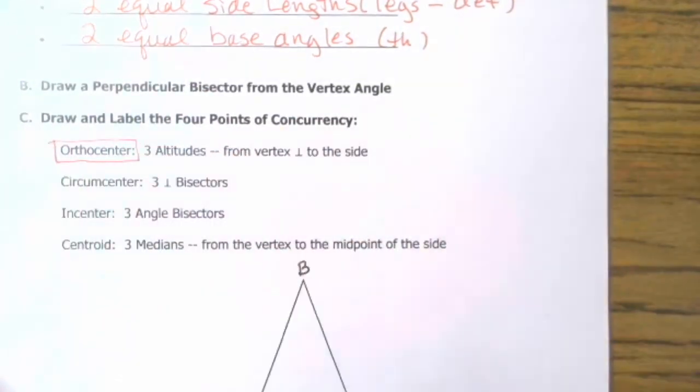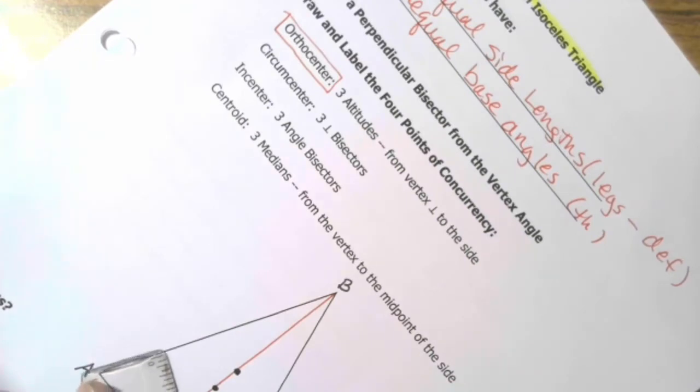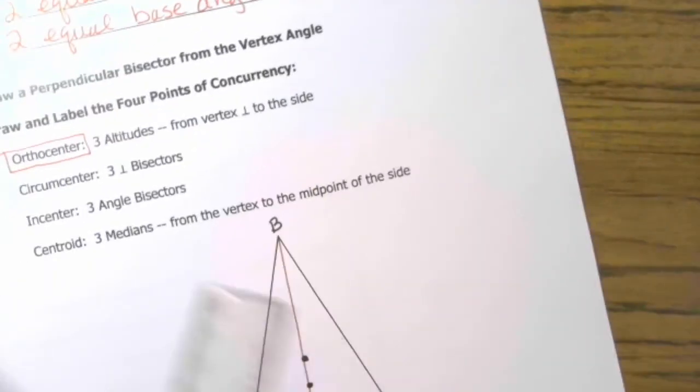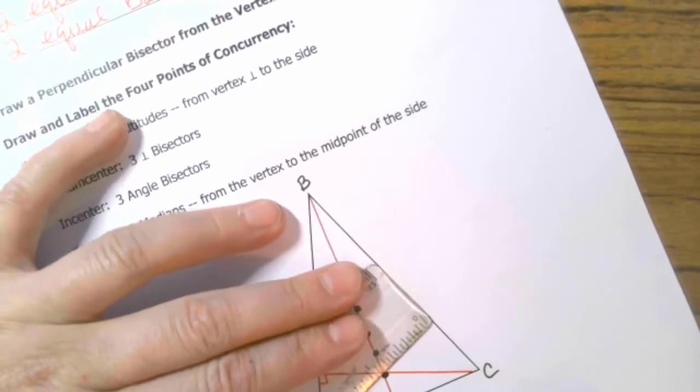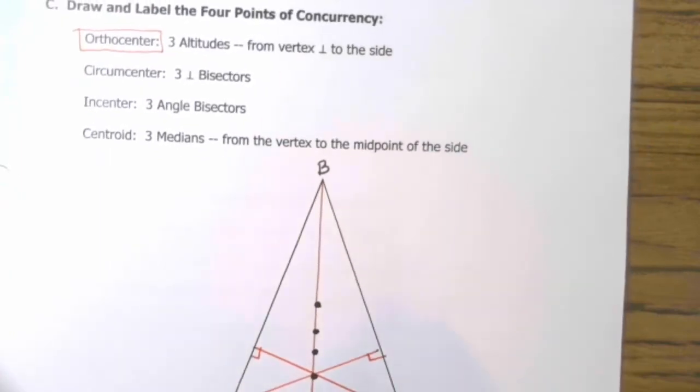Let's start with the orthocenter, which is the three altitudes where they meet up. So I'm going to go from B straight down perpendicular. That's an altitude. I'm going to go from C straight down perpendicular. And what do you know? Crosses that middle point. And then from A, we're going to draw the altitude straight down perpendicular. So the three altitudes meet up right here. So it makes this point the orthocenter. It's where the three altitudes meet up.